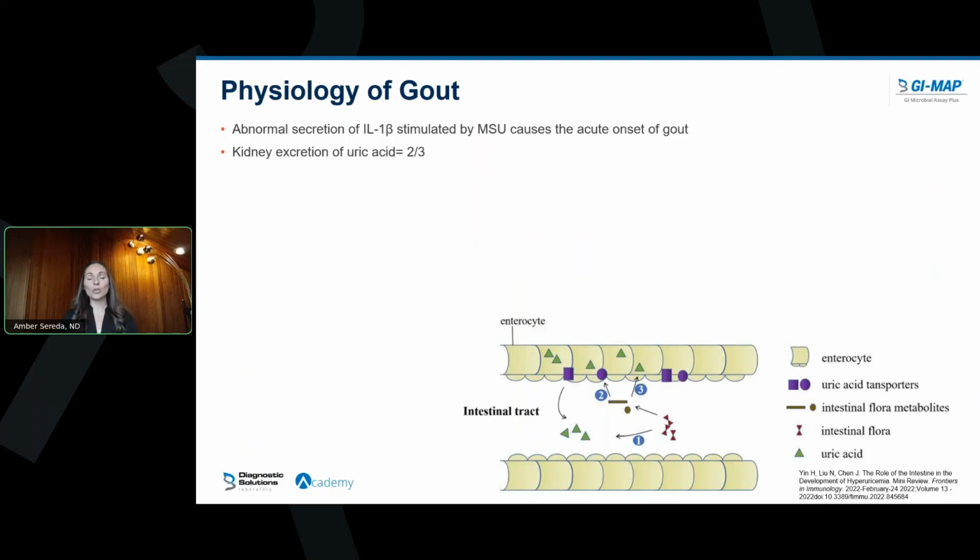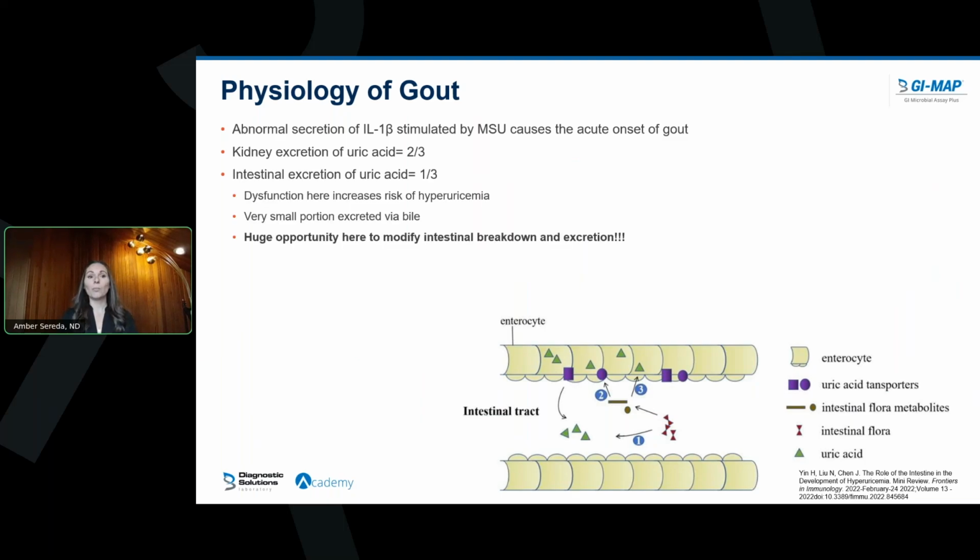So most of it, 2/3 of that uric acid, is going to be cleared through the kidneys, but 1/3 of it is actually excreted through the intestinal tract. And so dysfunction here increases the risk of hyperuricemia. We have a huge opportunity here to modify the intestinal breakdown and excretion of uric acid.